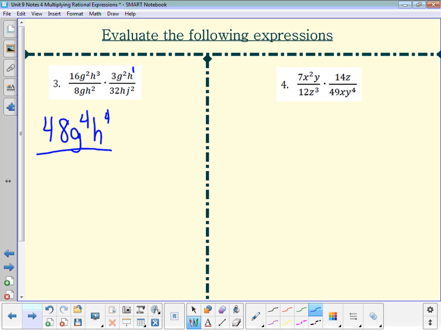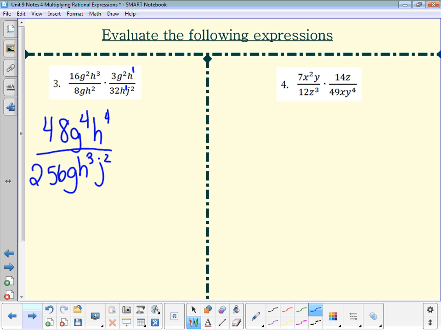Next, 8 times 32. Multiply those coefficients and you get 256. Okay, g, nothing to multiply it by, so I'm going to keep g to the first by itself. Then h squared, this is going to be h to the first, so that's h to the third. And then j squared. So now I've gone through and I've done steps 1 and 2. I've multiplied the numerator and the denominator. I want you to go through and simplify that now.